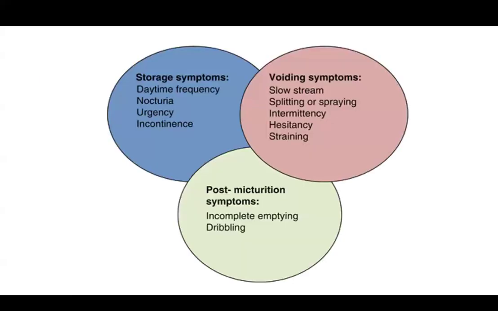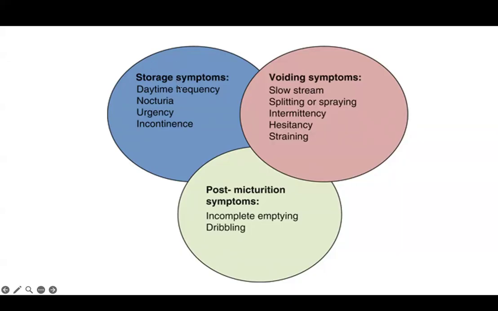Now, what are the storage symptoms? The storage symptoms are urgency, frequency, nocturia, and incontinence. What is nocturia? That is nighttime voiding. If there is more than one nighttime voiding, it is called nocturia. And urgency. Urgency is a sudden compelling desire to pass urine, just like the patient feels I need to go to pee and he or she cannot wait. This is urgency, and incontinence is involuntary leakage of urine. So these are the storage symptoms.